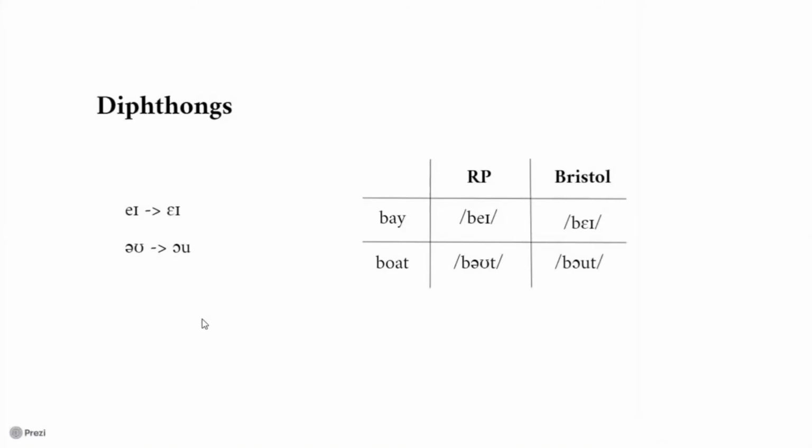The difference can be noticed mainly in the words that include diphthong sounds, such as A as in bay or O as in boat. On the left-hand side of the presentation, we can see the diphthongs in the received pronunciation and their equivalents in Bristol accent. Let's listen to how those words are pronounced.